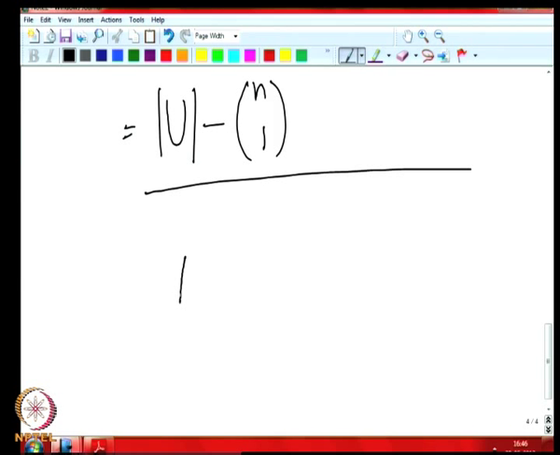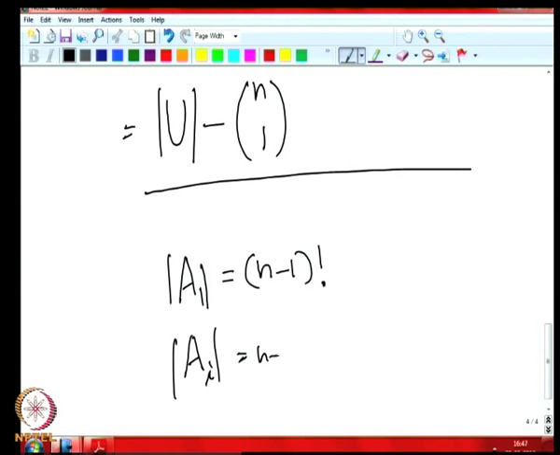In this case A1, for instance, what is that? The first position is fixed, that means in the first position we see 1. How many permutations are there like that? Clearly the first position we have to give 1, there is no other choice. But in the remaining n minus 1 positions you can get any permutation of the remaining n minus 1 numbers. So that is n minus 1 factorial. This is true for any Ai: the cardinality of any Ai is going to be n minus 1 factorial. Why? Because in the ith position you have to have i, and in the remaining positions we can take any permutation.